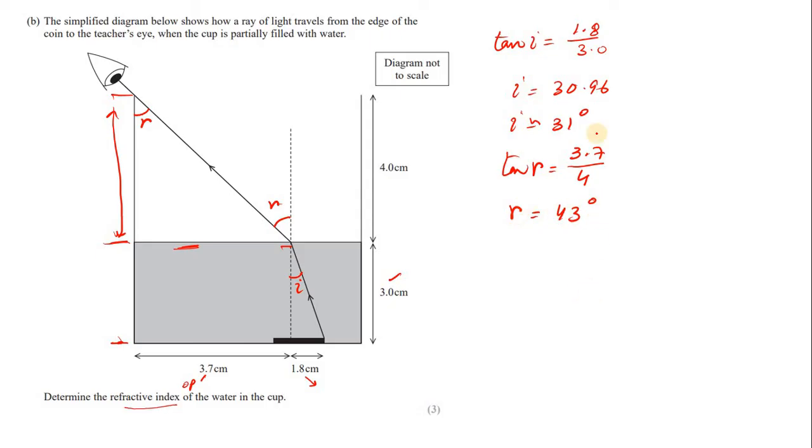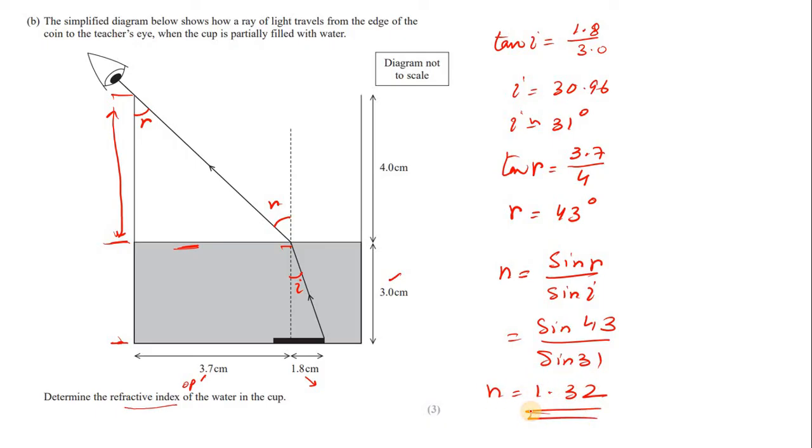Now you have angle R, you have angle I. It is refraction from denser to rarer medium, so you can use n equals sine of R divided by sine of I. So sine of 43 divided by sine of 31. So n is equal to 1.32. This is the refractive index.